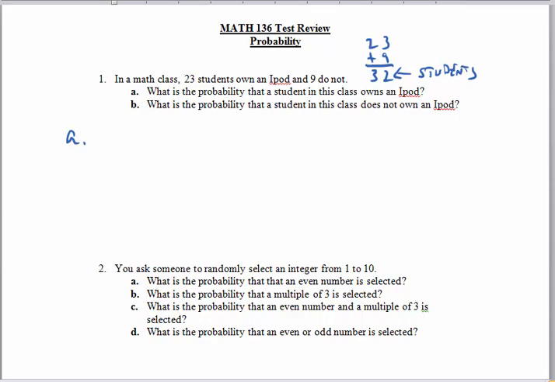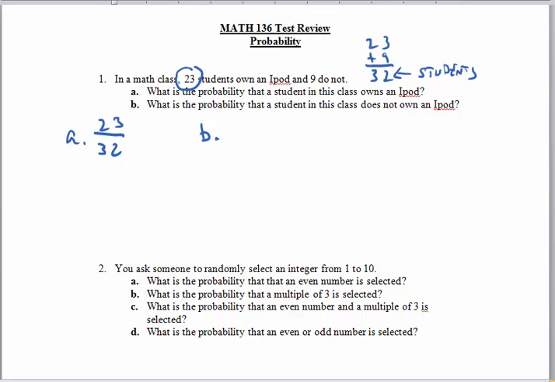Well, 23 own the iPod out of 32 students altogether, right? Because again, this is just the number of favorable outcomes over the number of total outcomes. So there's 23 favorable outcomes because 23 students own the iPod. There's 32 total outcomes because there's 32 students total in the class.